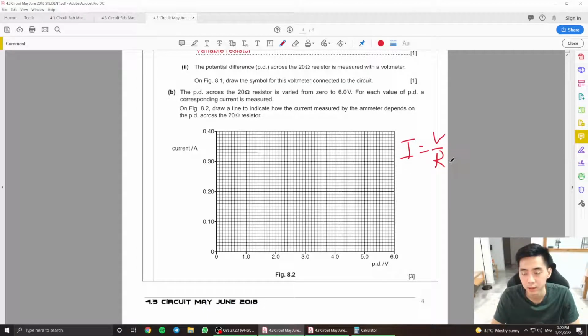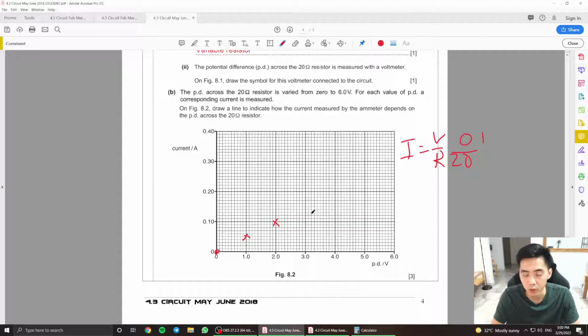I can just use a constant of 20 and substitute 0 in, which is obviously going to be 0 amperes, 0 current, right? Then I substitute 1 in. 1 divided by 20 will be 0.05, so 0.05 will be somewhere around the middle here. Then 2 divided by 20, which is going to be 0.1.